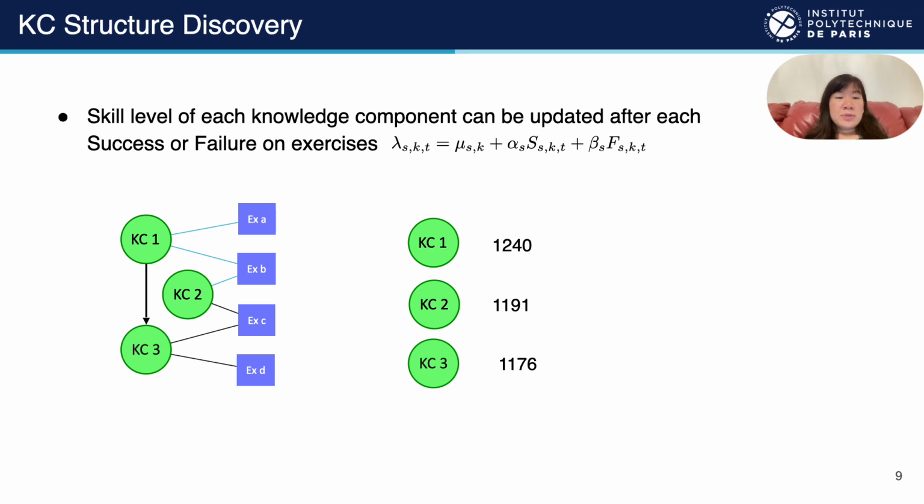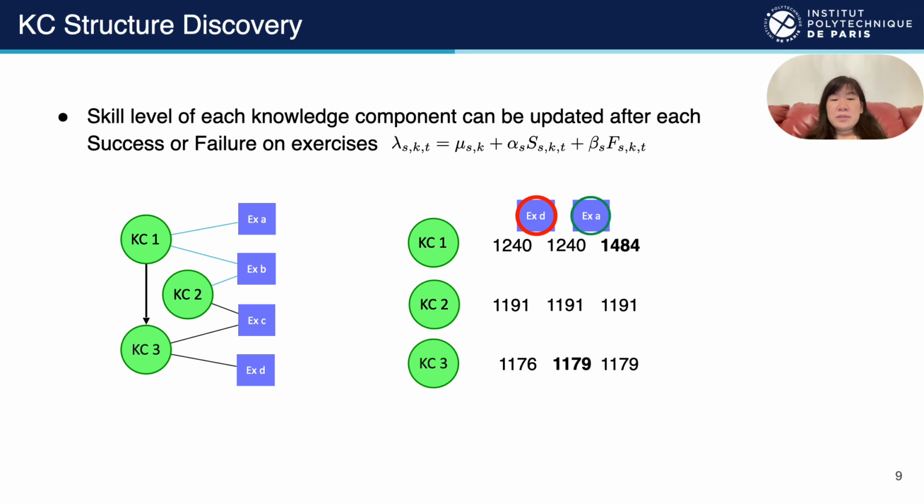So let's come back to our example where we have 4 exercises related to 3 knowledge components. If we start by saying that we initialize lambda for these 3 knowledge components to these values here, then after failing on exercise D, we can update because exercise D is related to KC3. Then we can update and the lambda for KC3 has increased a bit.